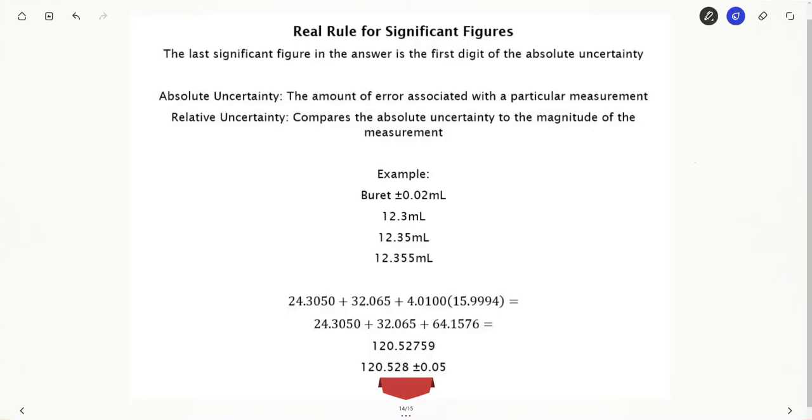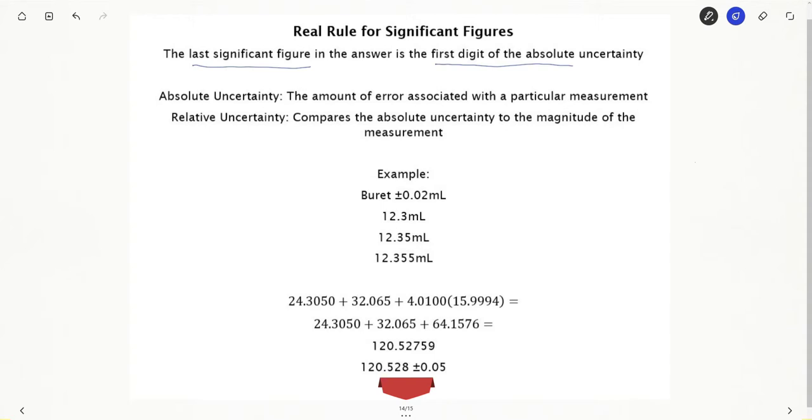Hi everyone, welcome back. In today's video, we are going to be talking about the real rule for significant figures. So that means we're actually going to be talking about errors in measurements. So let's get started. Our real rule for significant figures states that the last significant figure in the answer should be the first digit that corresponds with our absolute uncertainty.